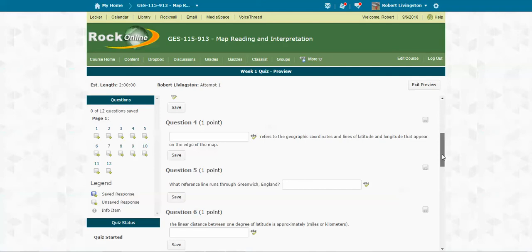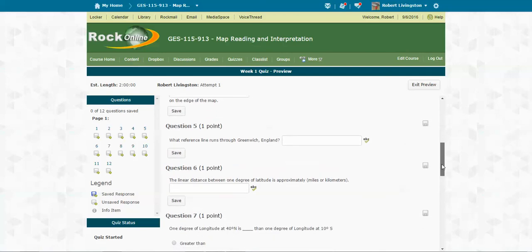Okay. The linear distance between 1 degree of latitude, remember it says latitude here, that's north to south. And so that's the constant angular measurement that can be represented in kilometers. And in this case, remember, that's about 111 kilometers.